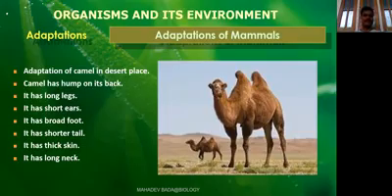One of them is that the camel has a hump on its back. When we look at the camel, the peculiar character it has is the hump. Some camels have one hump, some camels have two humps. What makes the camel survive in the desert places? It is the hump on its back.